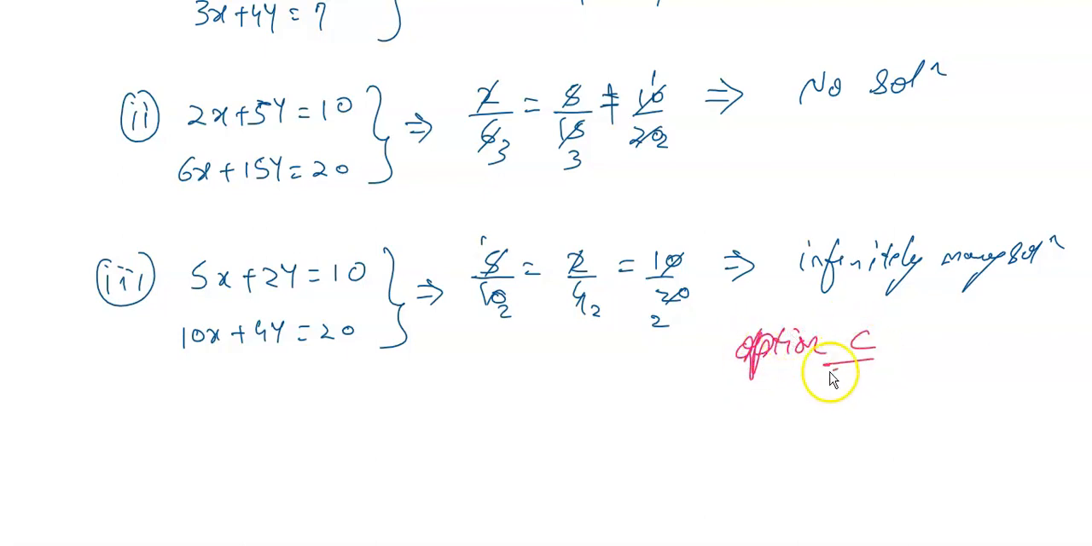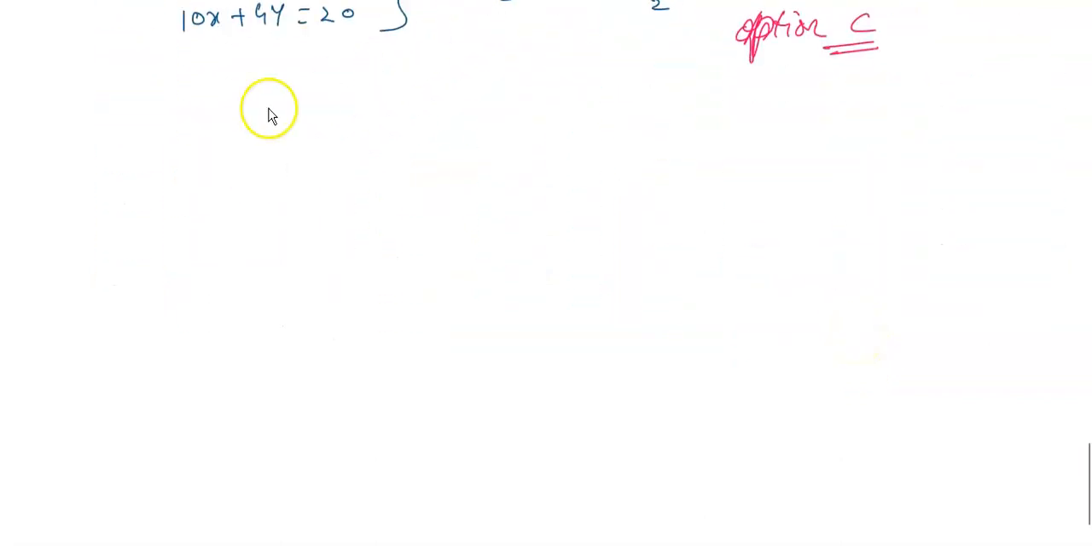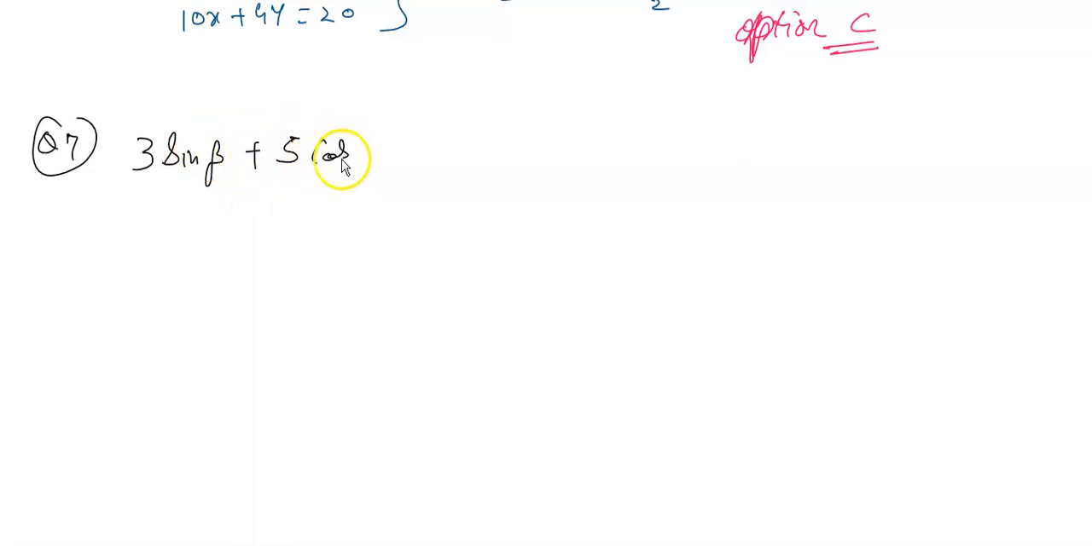Option C is the correct answer. Then let's go to question number 7. Question number 7 says, given that 3 sin beta plus 5 cos beta is equal to 5, then the value of (3 cos beta minus 5 sin beta) whole square is equal to, okay.